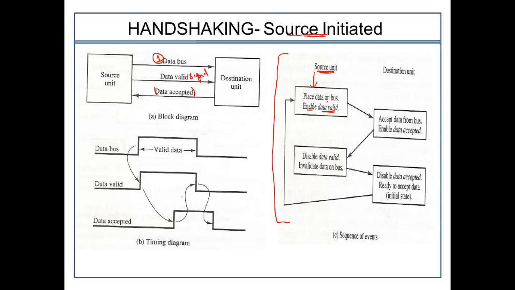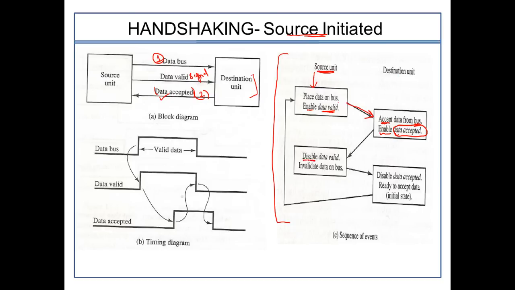Now this data which is available on the data bus is being sent to the destination. As soon as the destination receives the data, it will accept the data placed on the bus, and it will enable another signal, the data accepted signal. Now it is coming from the destination end. As soon as the source receives this data accepted signal, it will know that the entire data it wanted to send to the destination has been received.